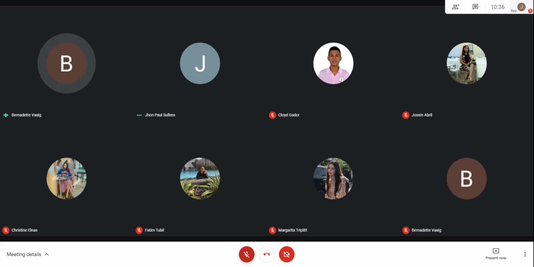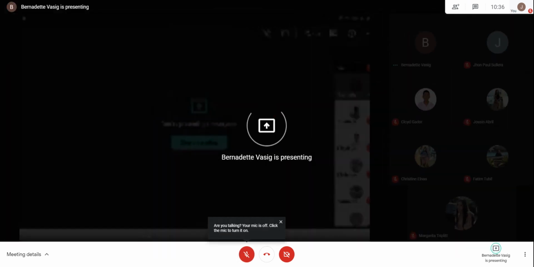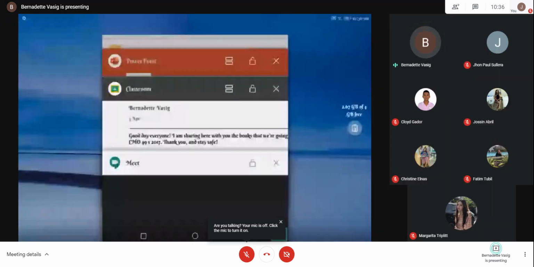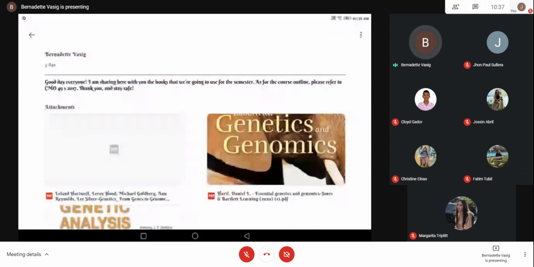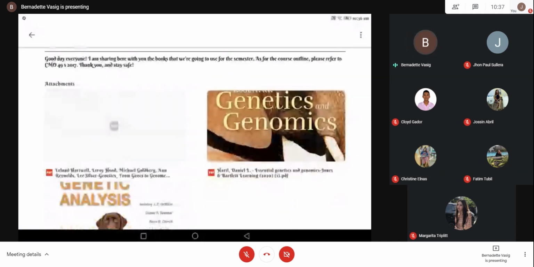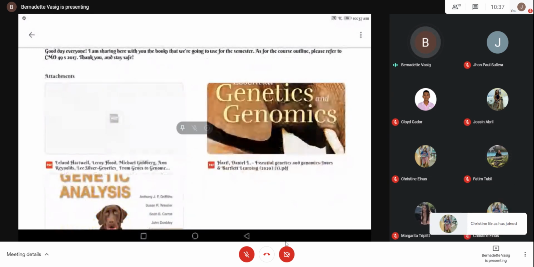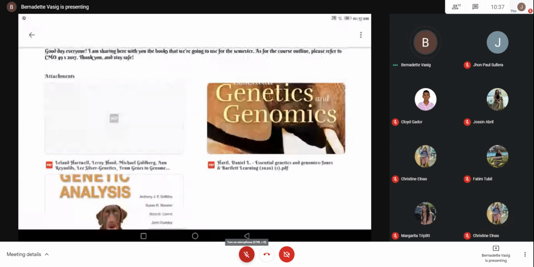Okay, so I will share my screen. These are the books that we're going to use. Leyland Hartwell, you're already familiar with this. Didn't I assign you to read Leyland Hartwell's first chapter yesterday? I hope you have started reading the first chapter. The book is entitled Genes to Genomes.